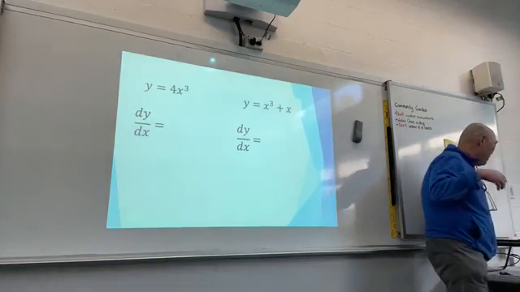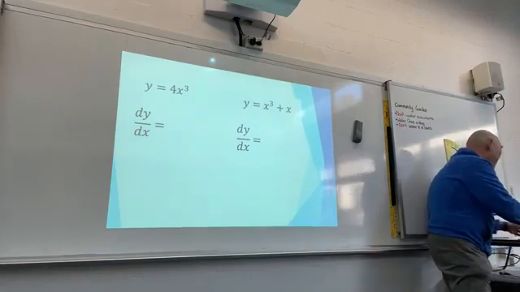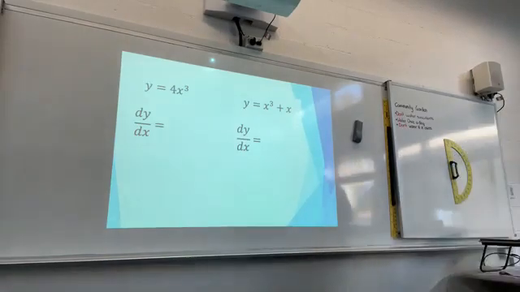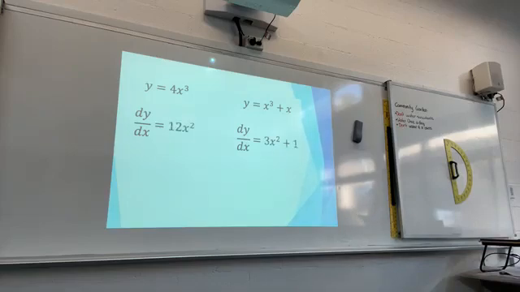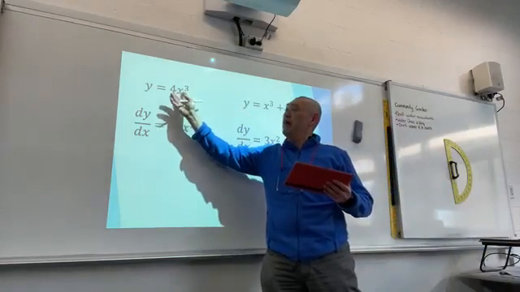Now, when we say y equals 4x to the power of 3, of course you can derive the derivative, can't you? Why don't you do that for me, please, both of them? What is dy/dx for y equals 4x to the power of 3? And the other one is 3x squared plus 1. Now, what happens if I split it into 2?